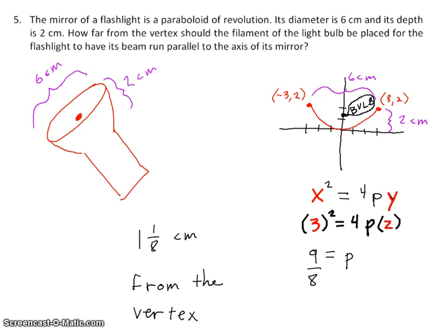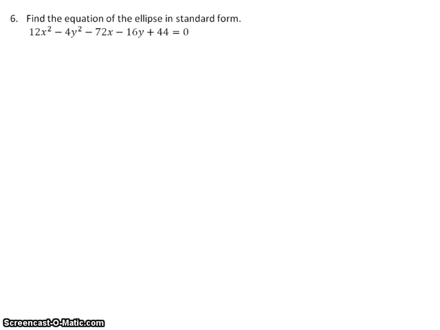So solving for p gives us 9 over 8, which means that we need to place the bulb 1 1/8 centimeter from the vertex. Let's move on to problems that are not dealing with parabolas. Let's find the equation of the ellipse in standard form. This means that we need to complete the square. So we're going to complete the square with x and y.